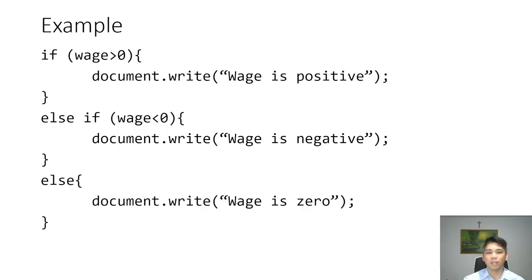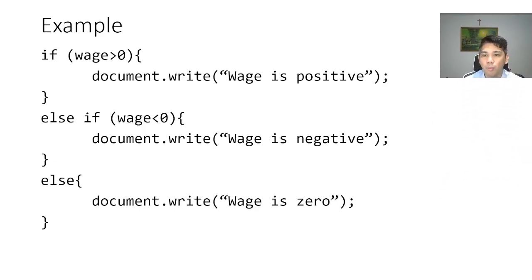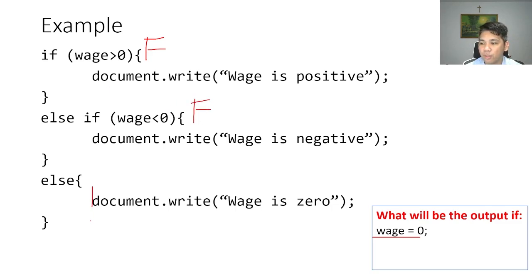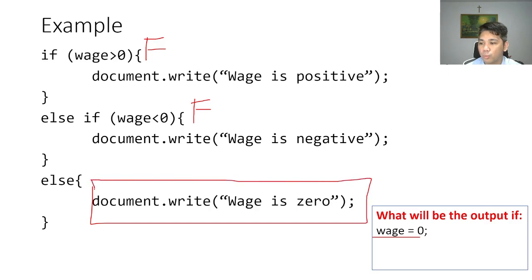Okay, so let's have an example. I've written here a conditional statement with else if. So let's say our wage will have a value. Let's say our wage is 0. So what will be the output? If wage is 0, in the first condition, it will return false. On the second condition, it will also return false. Therefore, the computer will display wage is 0.